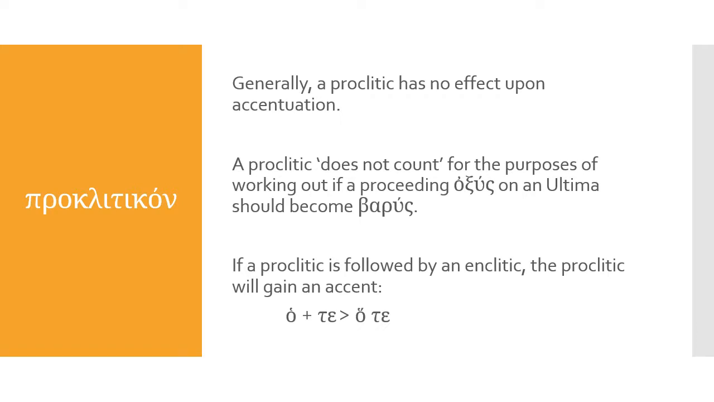So how do proclitics accent? Well, generally they do nothing. They don't count for purposes of accentuation. If a proclitic comes after another word, it doesn't stop that word having a grave or barus tonos. If a proclitic is followed by an enclitic, the proclitic will gain an accent. So here we have the arthron, ho, and then te. Te is an enclitic, ho, te. The te gives an accent to the ho because it's leaning upon the ho. So generally speaking, a proclitic does nothing, interferes not at all, but if it's followed by an enclitic, a proclitic will gain an accent.